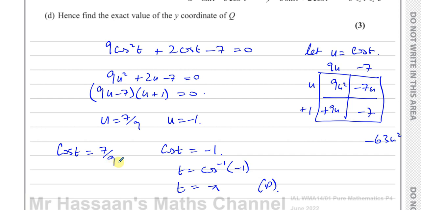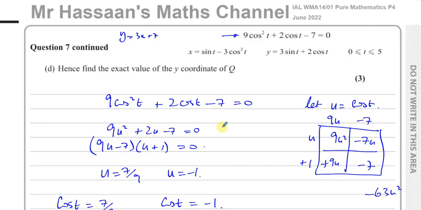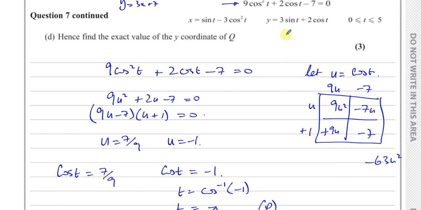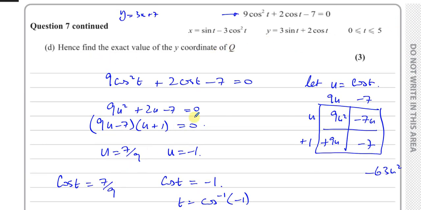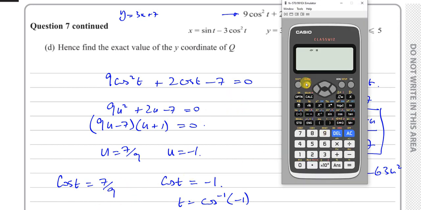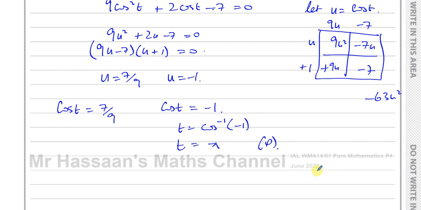We want to find the y coordinate of Q. We know that for Q, y equals 3 sine t plus 2 cosine t. It says find the exact value of the y coordinate of Q. Now, one of the problems here is if I find inverse cosine of 7 over 9 in radian mode, it won't give you an exact value, and I want an exact value. So there's a little trick to this question. It won't give you an exact value, so we can't use that method here.